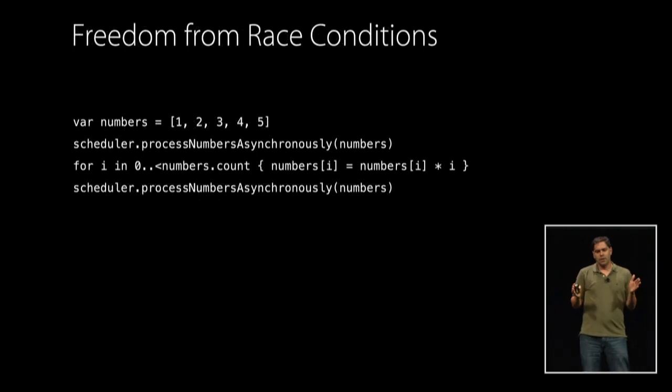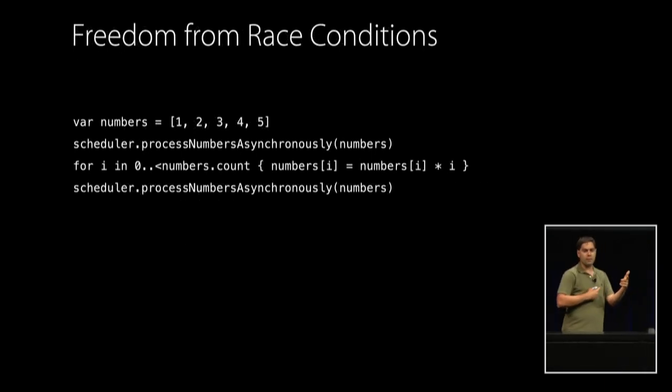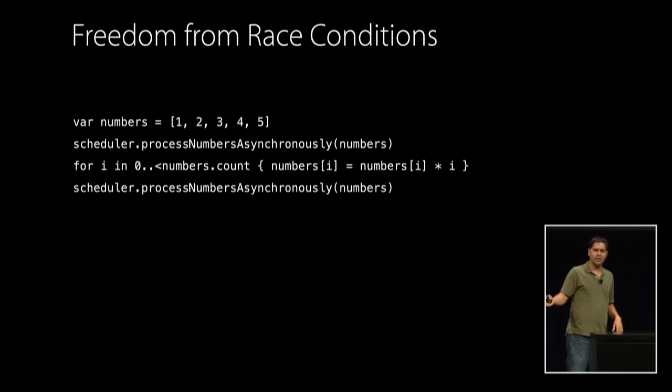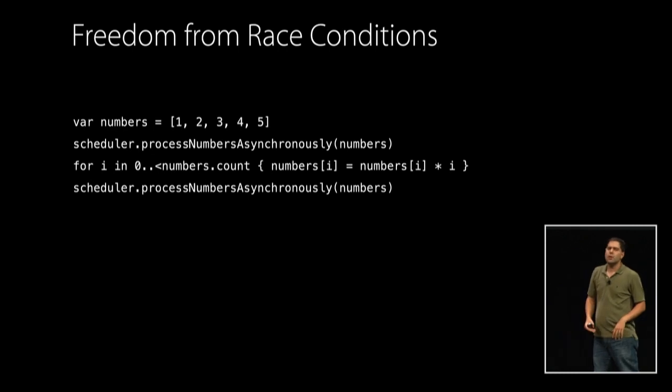One of the nice things here is when you're using value types, of passing them across thread boundaries, it gives you freedom from race conditions on those types. So I've created numbers, I've passed them off to some process that's going to do something asynchronously. I mutate numbers locally and then do it again. With the reference semantic array, this is a race condition. It's going to blow up on you sometime. With value semantics, you're getting copies each time, logical copies each time, and therefore there is no race condition. They're not hitting the same array.